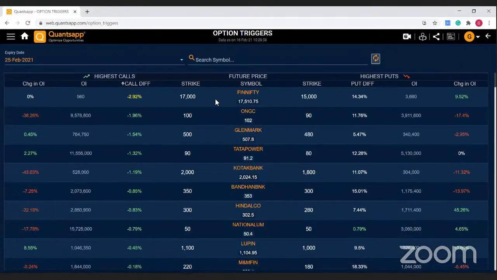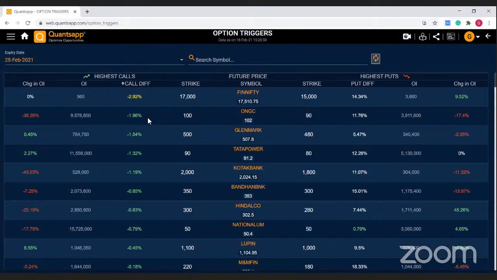Now you can see the call difference and the put difference. So what is that? Call difference and put difference is the difference of your highest call strike and the future price. If it's more than 5%, it has been indicated in white, you can see from here. If it's between 2 to 5%, it has been indicated in yellow, and if the difference is below 2%, meaning the difference of the highest call and the future price is below 2%, then it has been indicated in green.